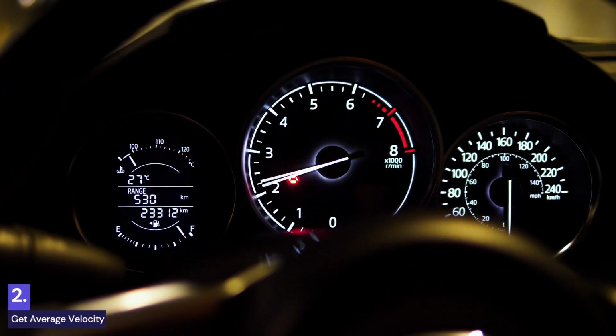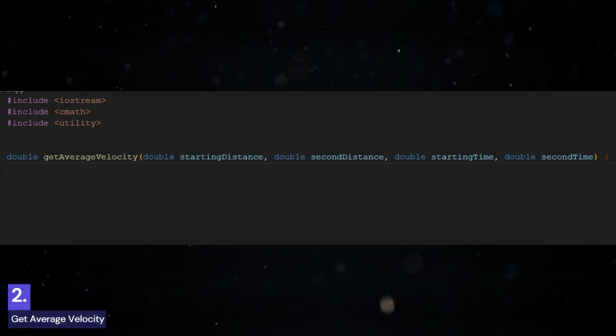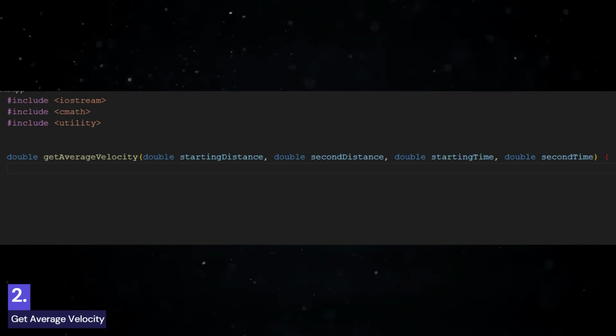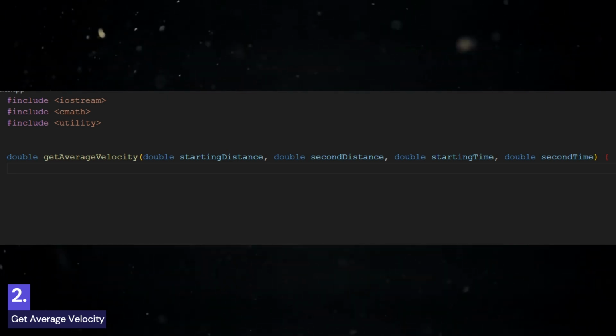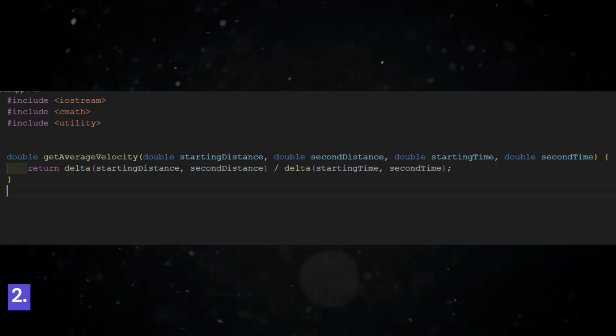The getAverageVelocity function computes the average velocity between 2 points. It takes the starting and ending distances, along with the starting and ending times, as inputs. The formula divides the difference in distances by the difference in times.